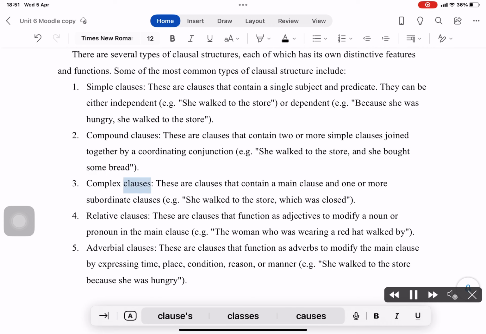Complex clauses. These are clauses that contain a main clause and one or more subordinate clauses, e.g. she walked to the store, which was closed. Relative clauses. These are clauses that function as adjectives to modify a noun or pronoun in the main clause, e.g. the woman who was wearing a red hat walked by. Adverbial clauses. These are clauses that function as adverbs to modify the main clause by expressing time, place, condition, reason, or manner, e.g. she walked to the store because she was hungry.